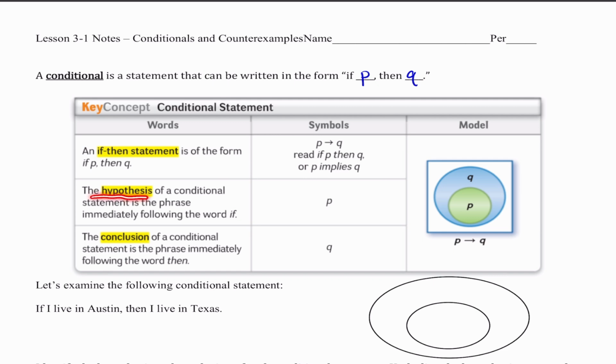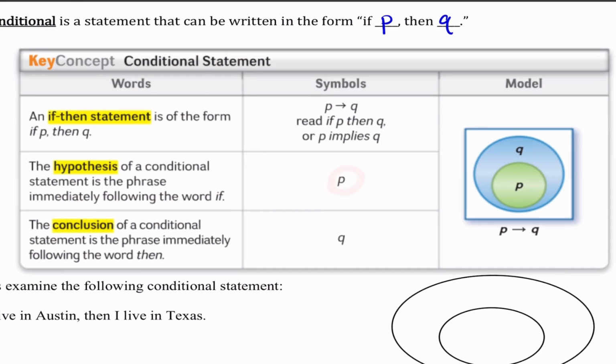We say that the hypothesis of a conditional statement is the phrase immediately following the word if, which we will represent as P, and the conclusion of a conditional statement is the phrase immediately following the word then, which we will represent as the letter Q. So if we take a look at our model, P arrow Q or P implies Q, P will be inside of circle Q, and we will get into more information about that.